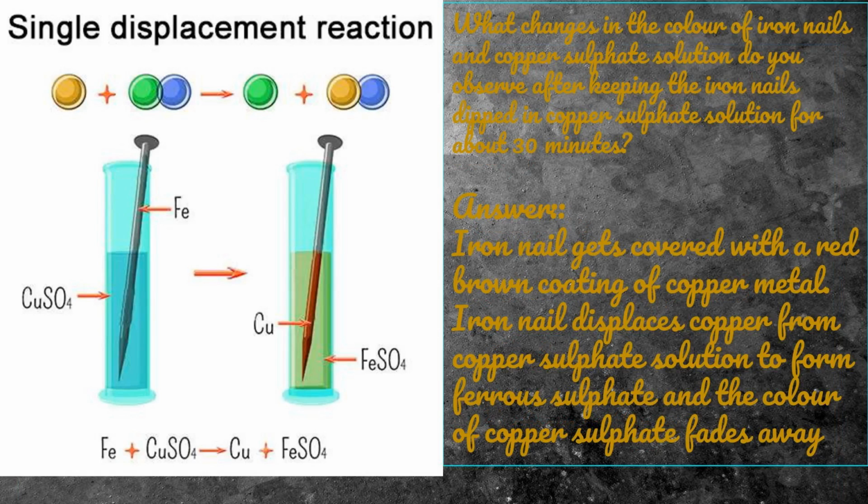What changes in the color of iron nails and copper sulfate solution do you observe after keeping the iron nails dipped in copper sulfate solution for about 30 minutes? Solution. Iron nail gets covered with a red-brown coating of copper metal. Iron nail displaces copper from copper sulfate solution to form ferrous sulfate and the color of copper sulfate fades away.